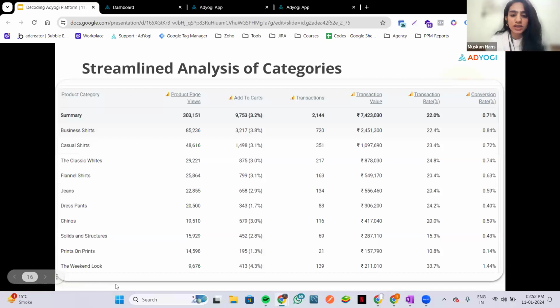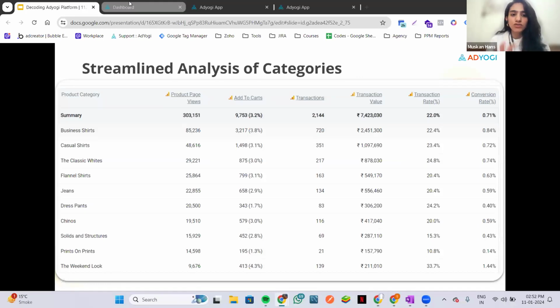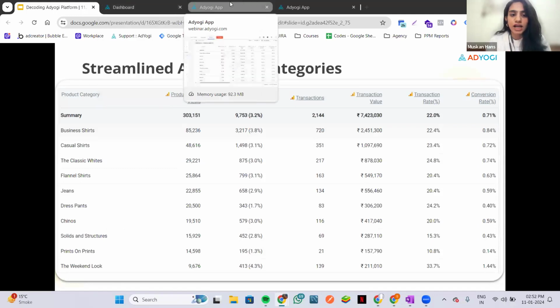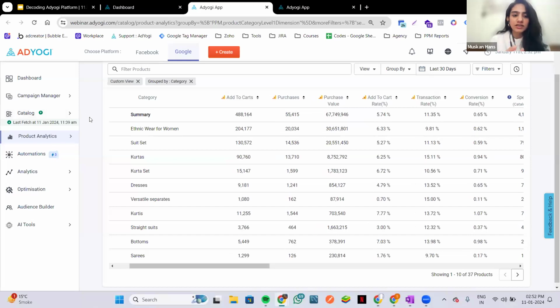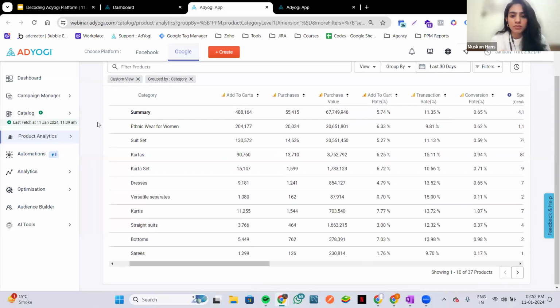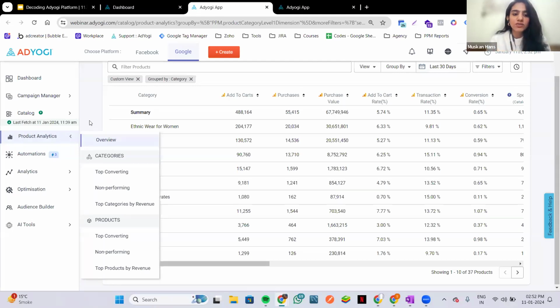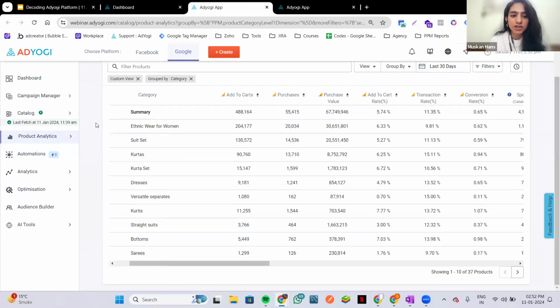Now, if I head to the Adyogi platform onto the product analytics section, I will be able to see how this particular view looks on the Adyogi dashboard, and how you can do that for your account. So let's say this is a women ethnic wear brand, and if we go to product analytics, we can see that under overview, we have specific categories called ethnic wear for women, suit sets, kurtas, kurta sets, dresses, etc. Again, even here, we are able to analyze the performance of each and every category.